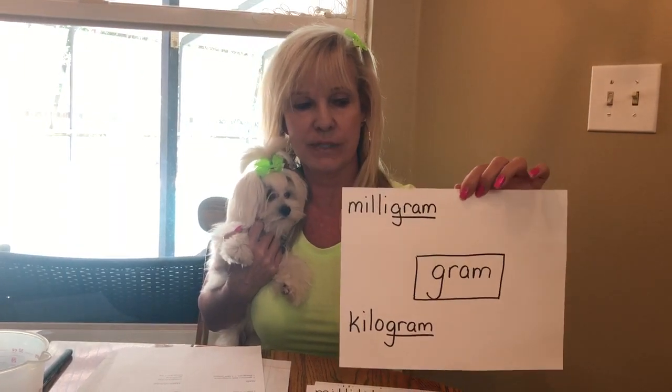Now next we're going to be talking about the measurement of mass. That would be measured using the base unit of gram. Now a lot of people think weight and mass are the same, but they're actually not exactly the same because weight depends on the gravitational force. So for example, an astronaut that weighed 200 pounds on Earth would only weigh 33 pounds on the moon.